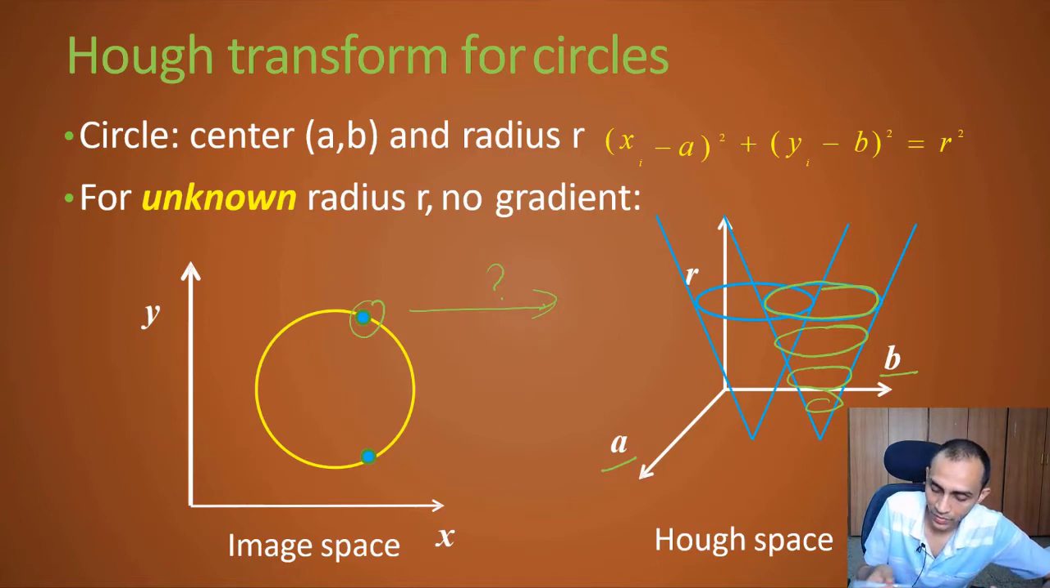circle and radius value. Sorry, what is happening? My eraser is not working.